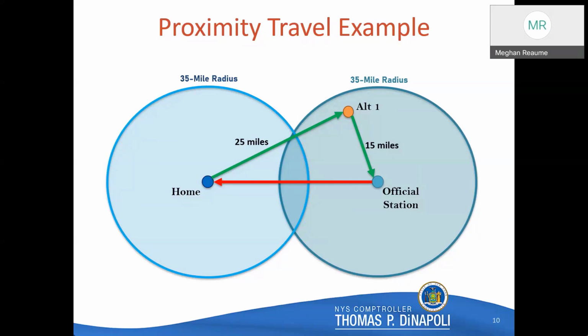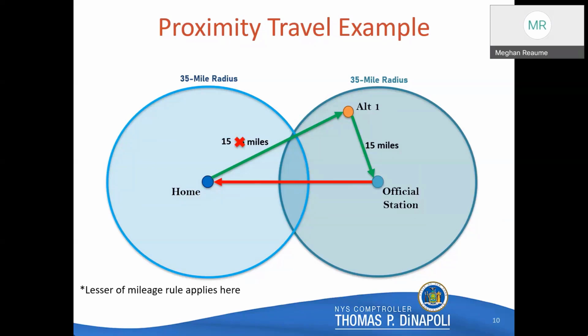Next, we have to determine the amount of miles the traveler can claim when traveling from their home to Alt 1. The rule states that we take the lesser of the miles between the home and the alternate work location, which is 25 miles for this example, or the miles between the alternate work location and the official station, which is 15 miles. Since 15 miles is less than 25 miles, the employee must claim 15 miles instead of the actual 25 miles when traveling home to Alt 1.